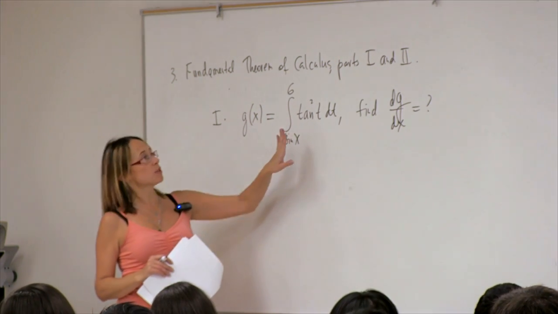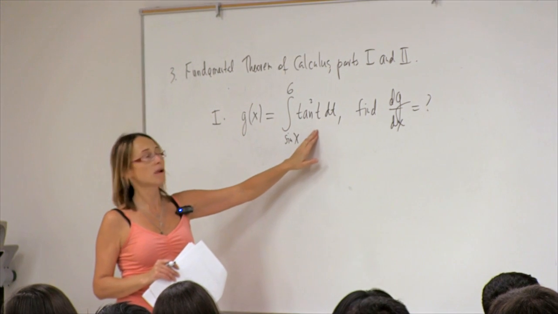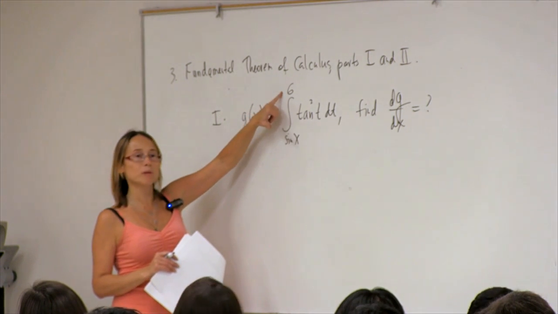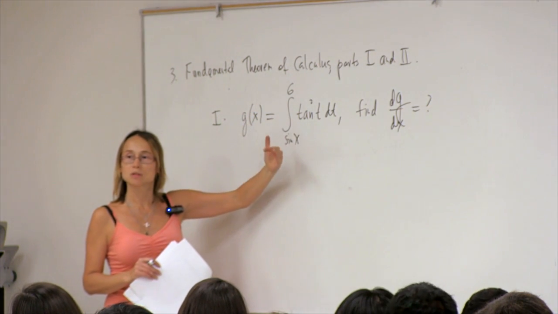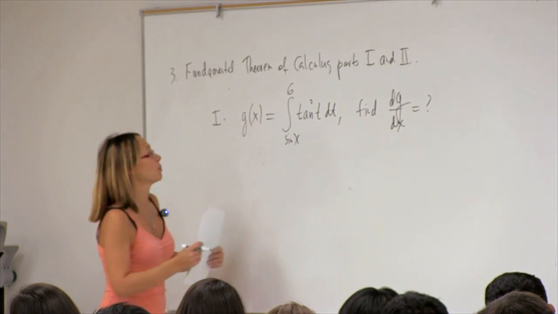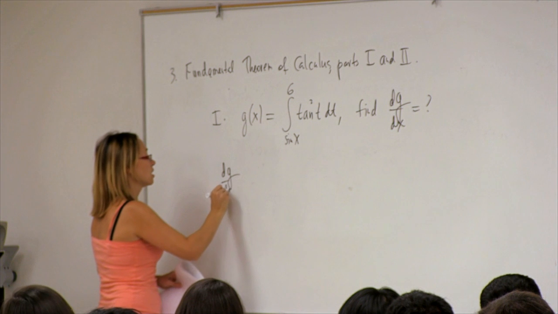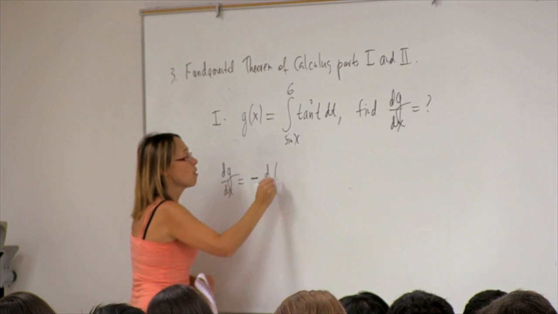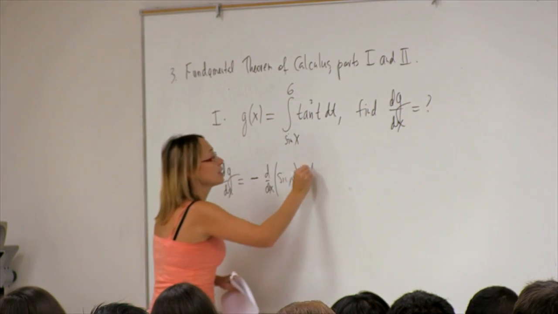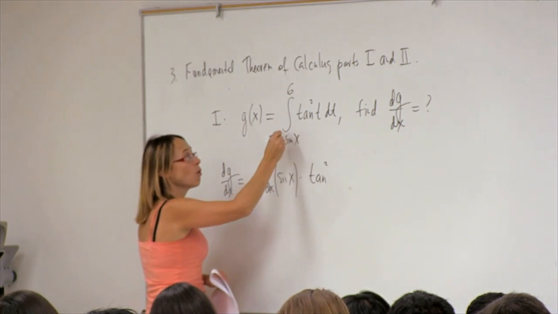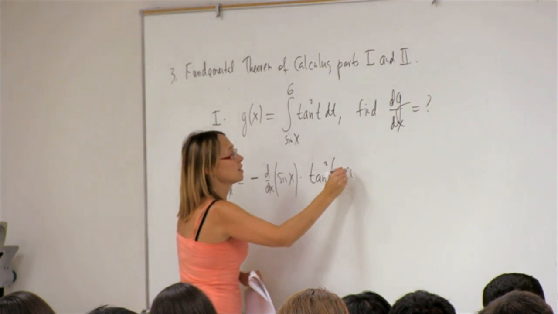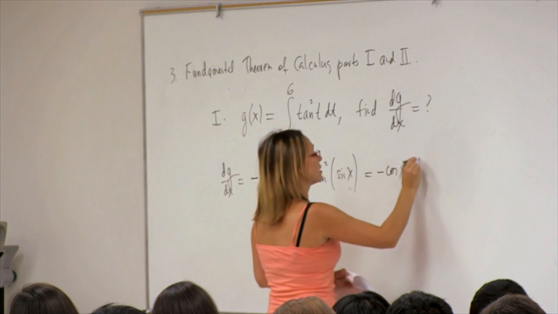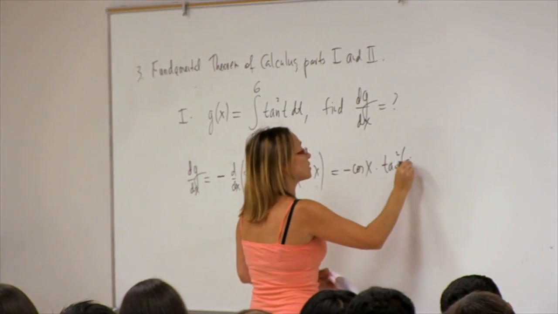The first thing that you must remember is that you never differentiate the integrand here. And then you have to see where x appears in the definition of g. Is it at the top limit? Is it at the bottom limit? Is it at both? In this particular case, we only have it at the bottom. So dg/dx is minus cosine x tangent squared of sine x.